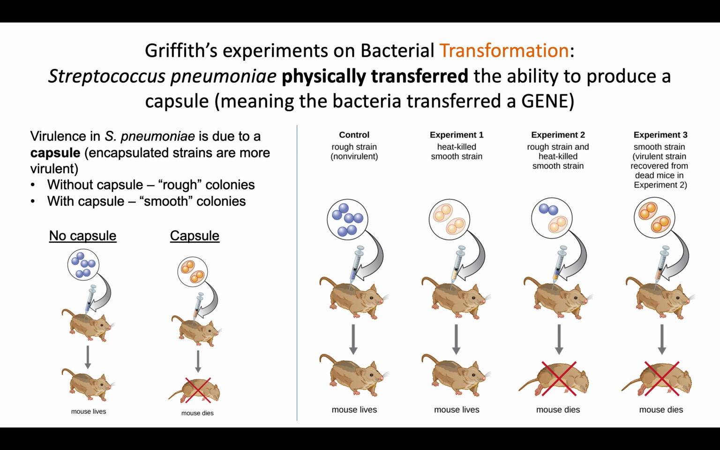They took the bacteria from that dead mouse and injected it into another mouse just to confirm that what they saw was true, and in fact the mouse did die. So what happened? They correctly figured that the non-toxic R strain had picked up some of the genes from the heat-killed smooth strain. And that was exactly what happens with transformation.